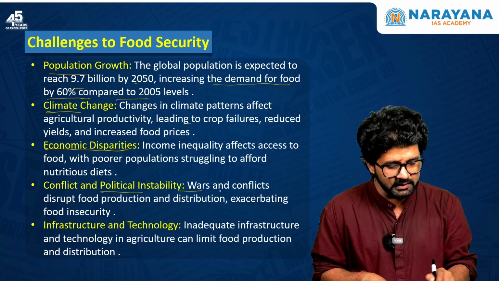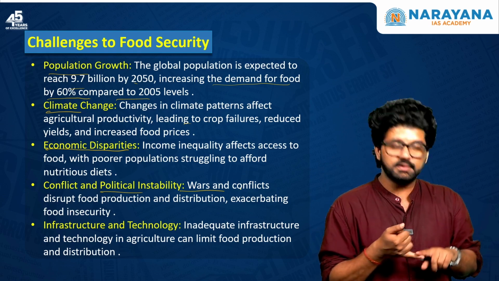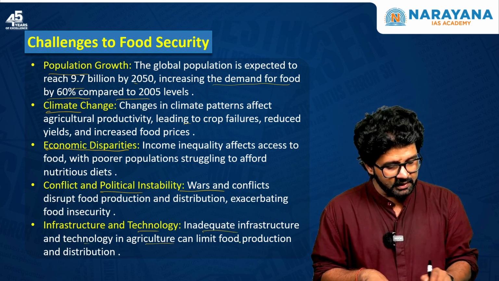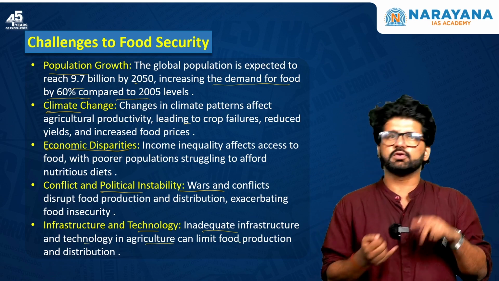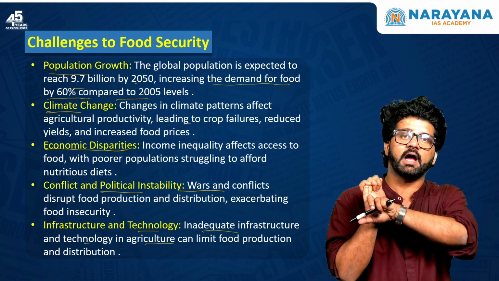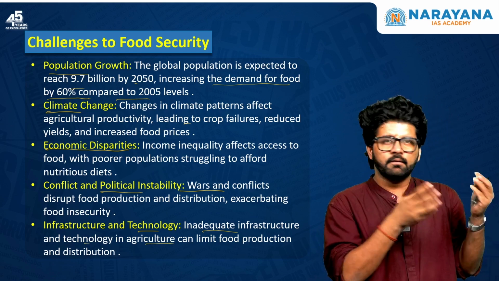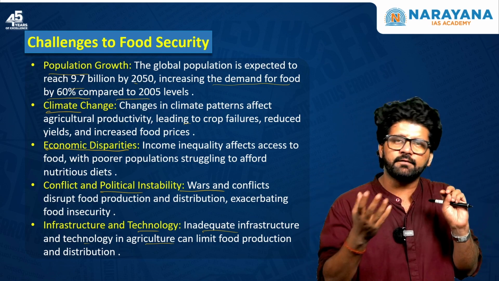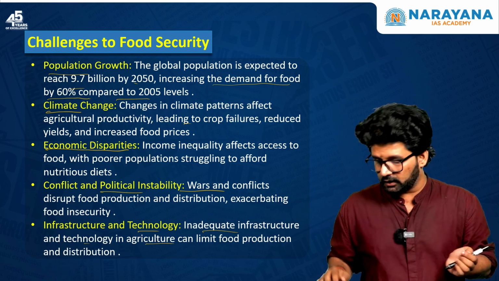Conflict and political instability, wars and conflict, they disrupt food production. Infrastructure and technology. Inadequate infrastructure and technology in agriculture can limit food production and distribution. Forward and backward linkages, when you don't have them, then it leads to food wastage. So many foods are perishable items. They don't survive for long. So you need appropriate infrastructure and technology as well.